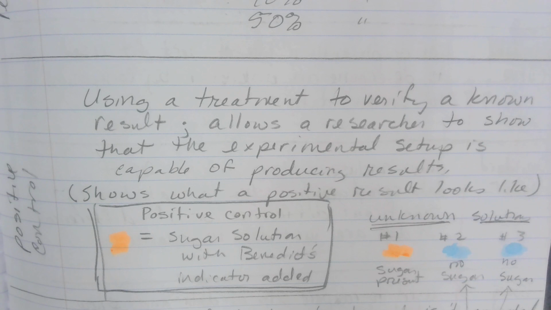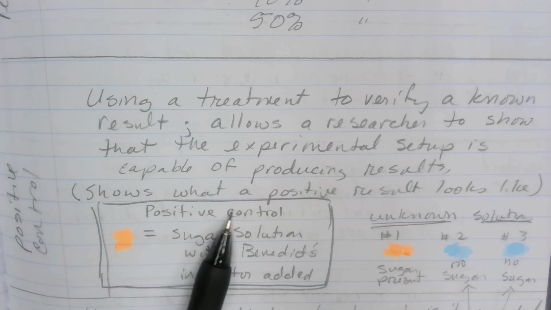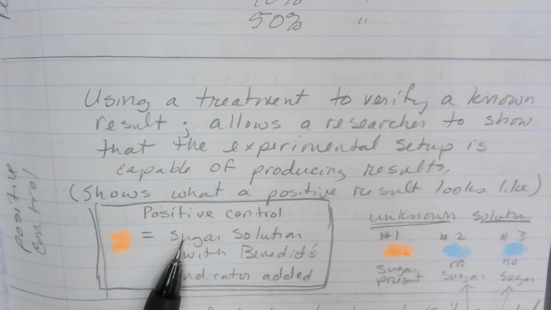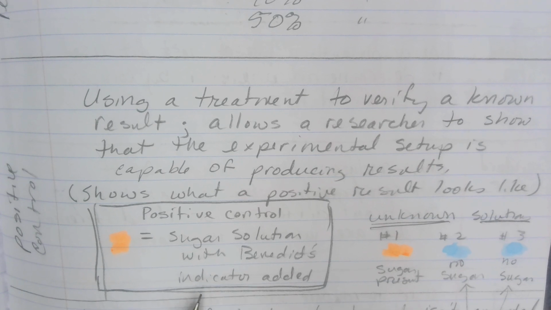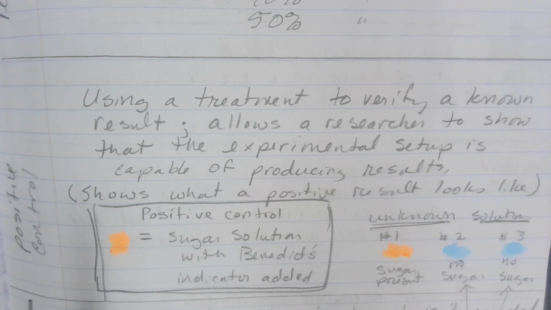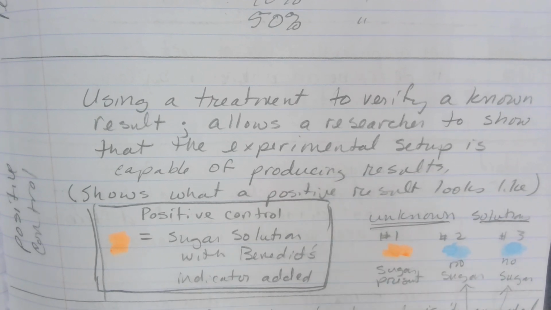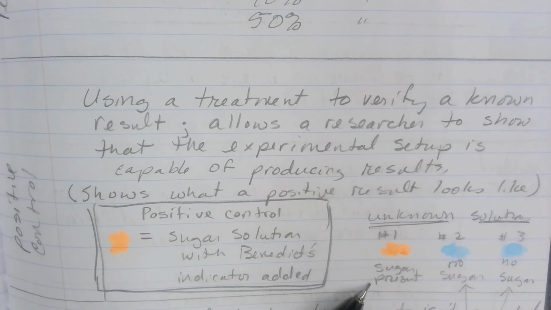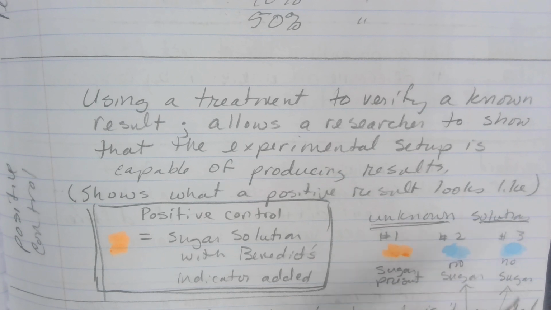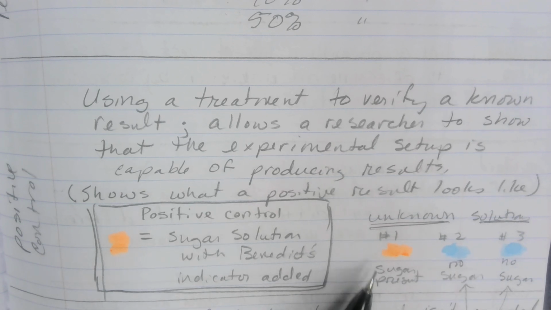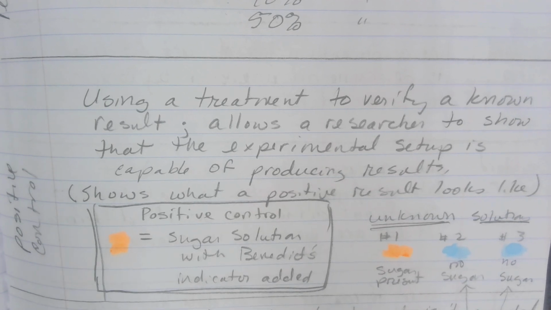In this situation, I knew I was going to get a result to show that that solution was a sugar solution. So my positive control, this is what it looks like. This is a sugar solution with Benedict's indicator added. That is helpful so that when I have unknown solutions, so I have these three solutions right here, if I add Benedict's to each one, I know that solution number 1 has sugar present, whereas 2 and 3 do not, because my positive control showed me what a positive test result would look like.